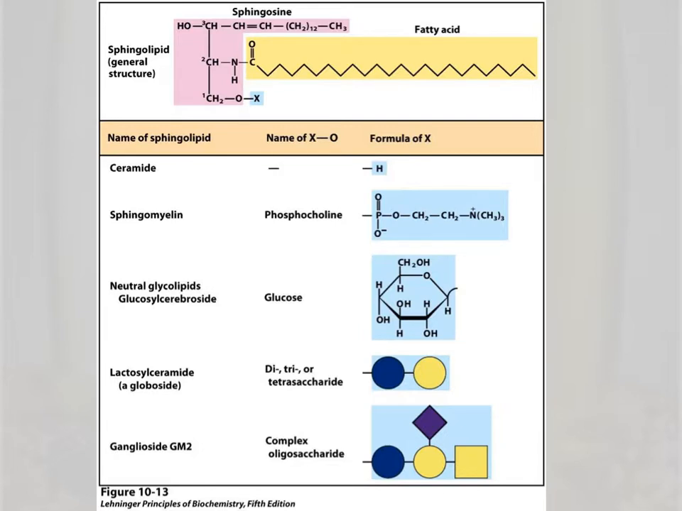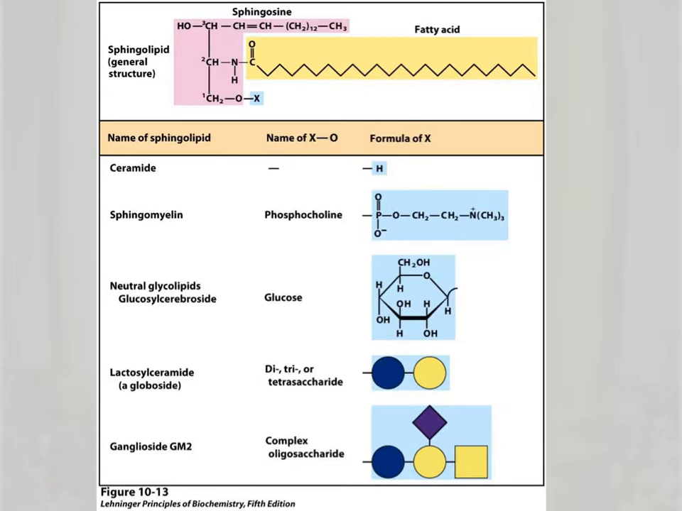Then there are some, like the gangliosides at the bottom. What's one example of a ganglioside? Does anyone know? Your blood type. The antigens are exposed out there. Those are hemolysides.